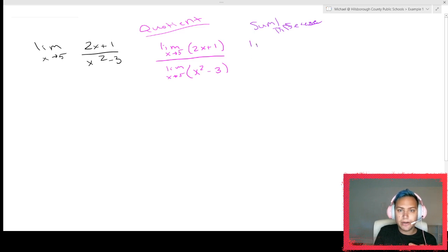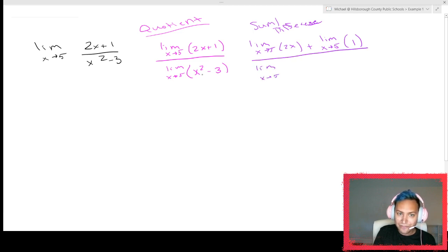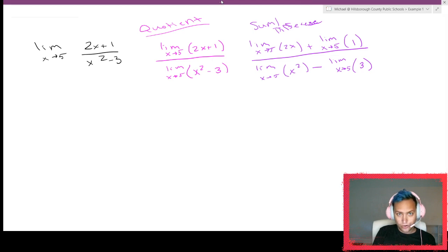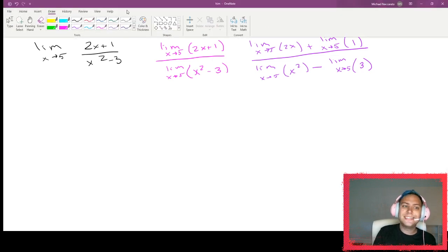So up top, I could rewrite this as the limit as x is approaching 5 of 2x, plus, since there's a plus sign here, the limit as x is approaching 5 of 1. And then on the bottom, we have the limit as x is approaching 5 of x squared, minus, since it's a minus sign, the limit as x is approaching 5 of 3. Whew. Getting close, right?